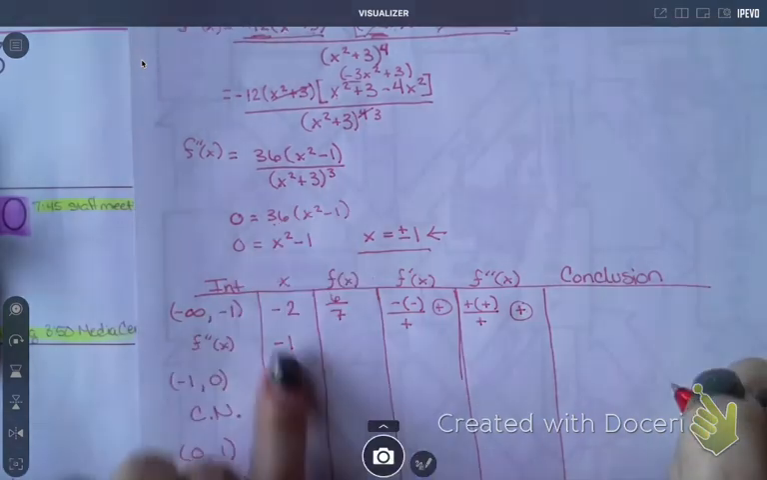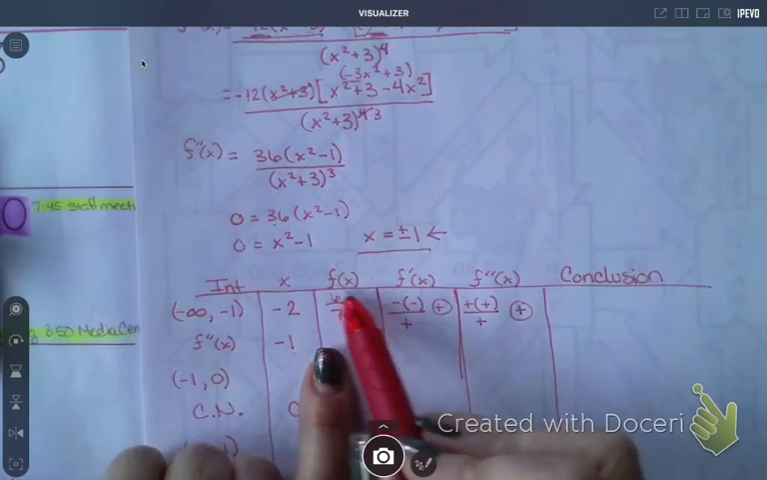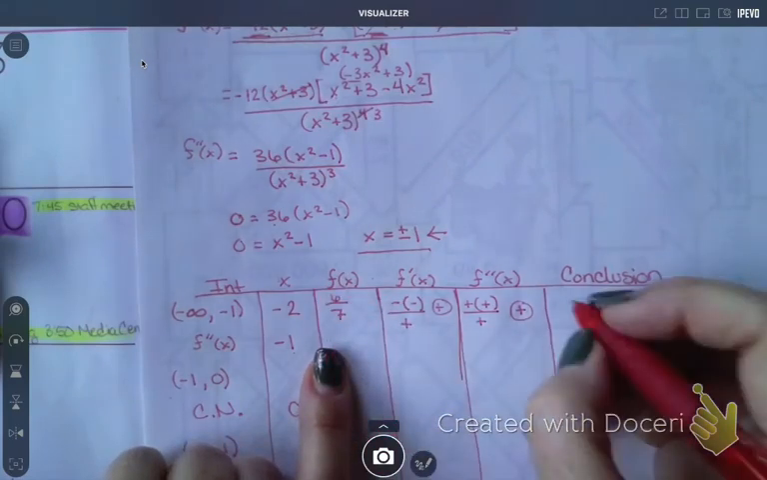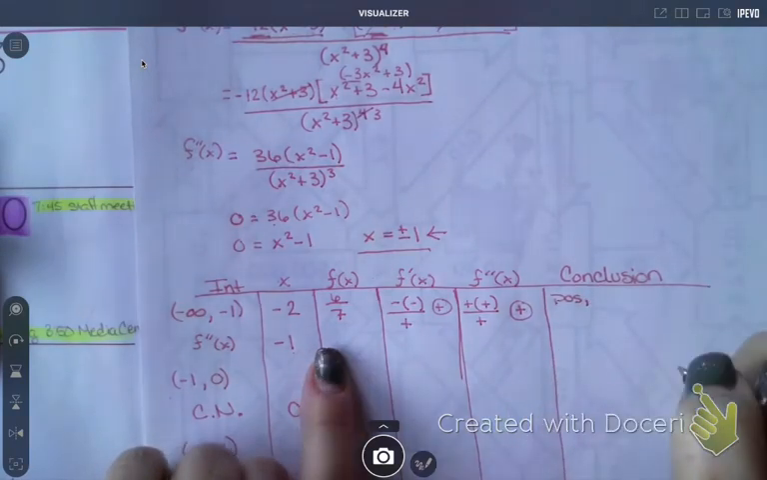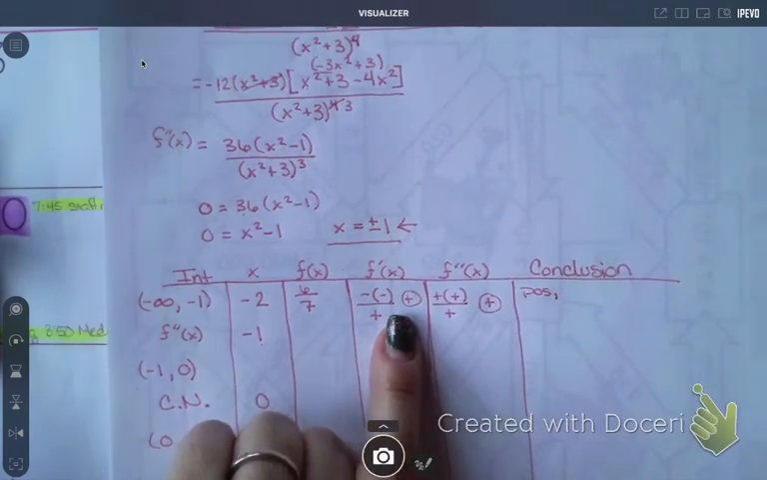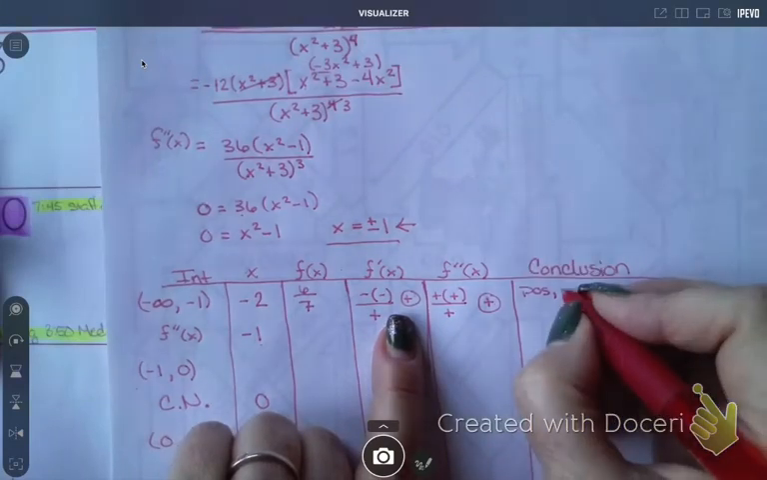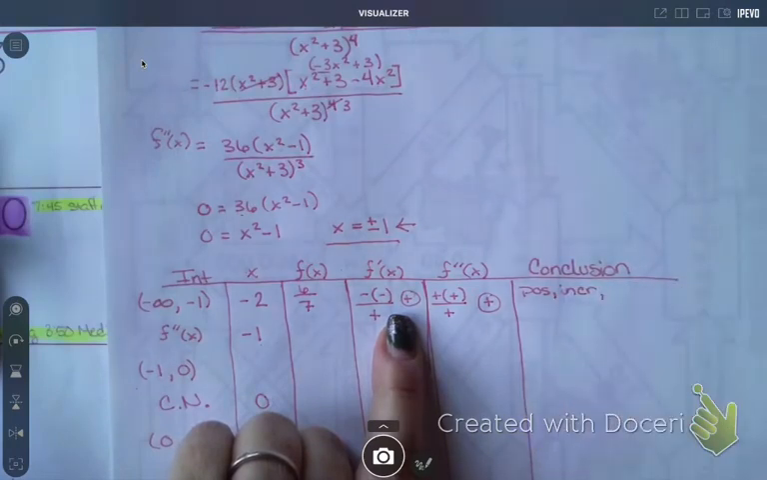Okay, so we're going to go through here. F of x tells me since it is positive, it means the graph is positive, yes? So it's positive, parenthesis. What does the first derivative tell me when it's positive? What is the graph doing? Goes up. Okay, it's increasing. I just put INCR.